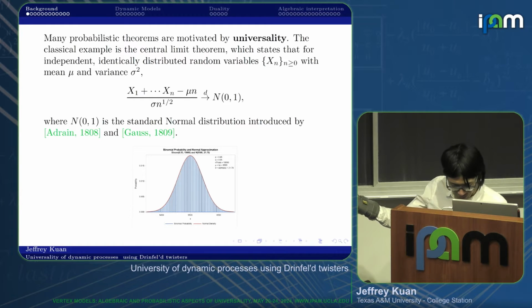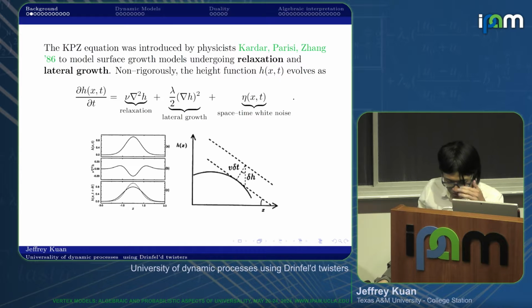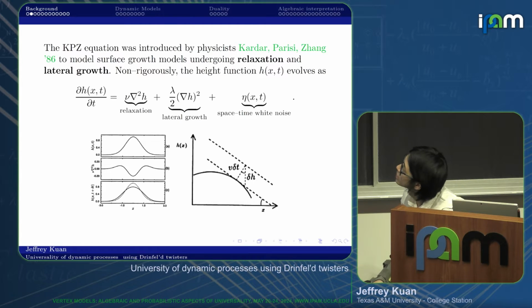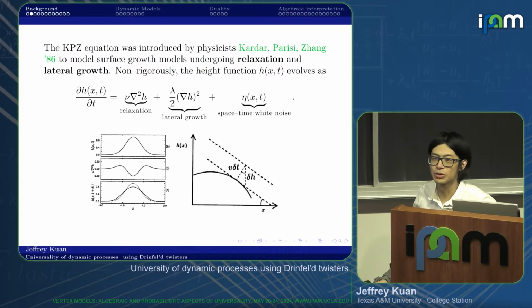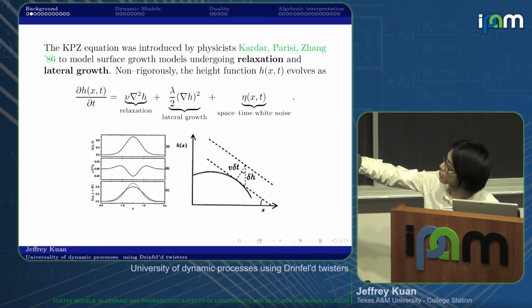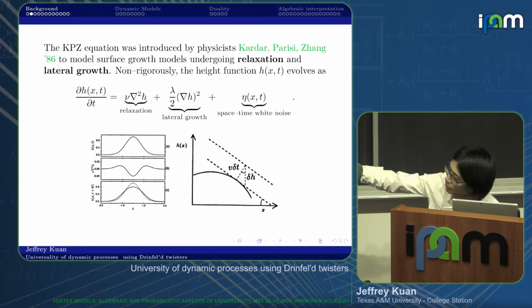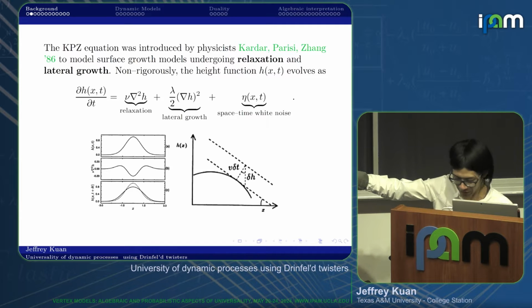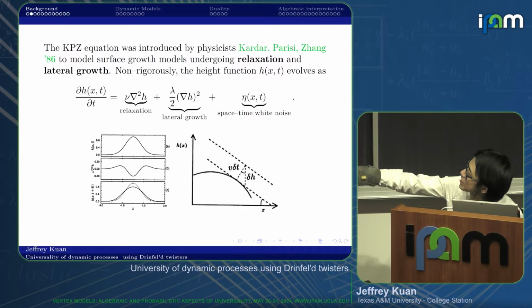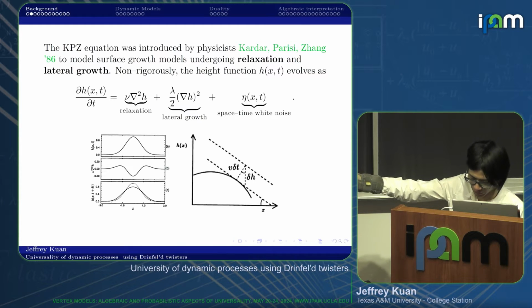What I actually want to talk about more is the Kardar-Parisi-Zhang equation. This models randomly growing surfaces. The equation is what I wrote right there. So relaxation means that big bumps get smoothed out. On this first image here, you know from calculus 1 that at a maximum of a function, the second derivative is negative. So if you add the second derivative, that decreases the function.